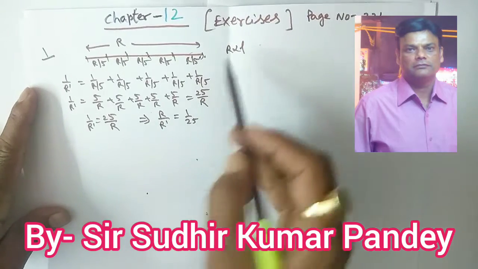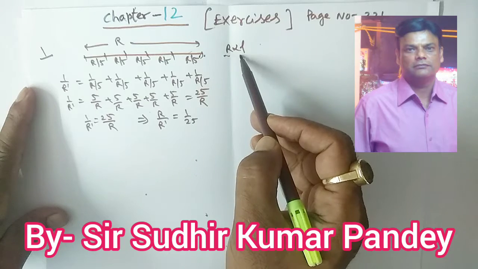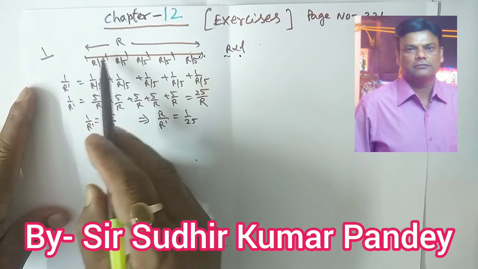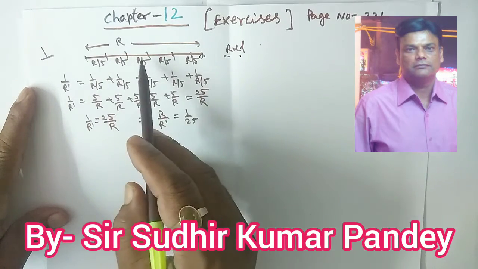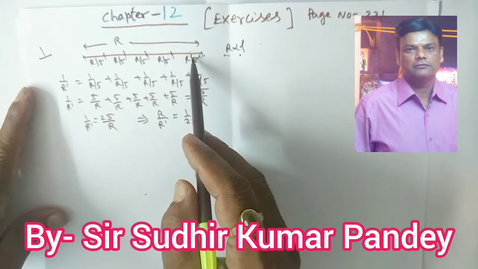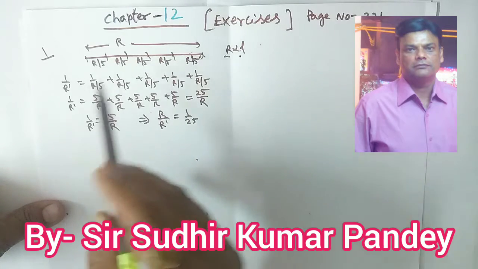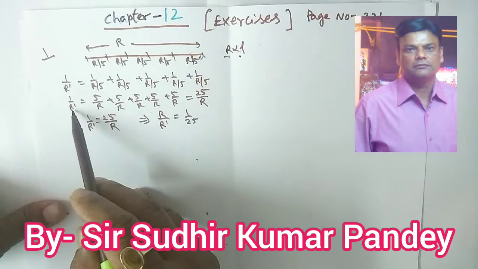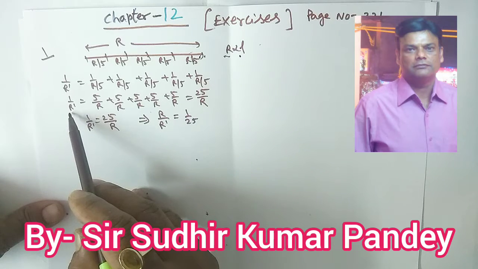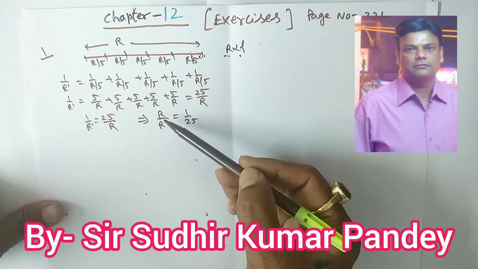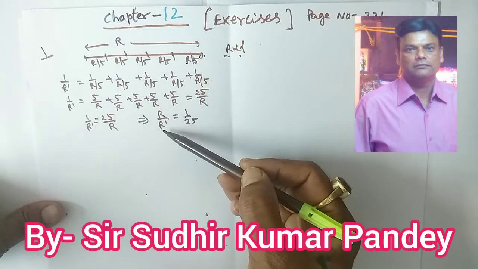So as you know, resistance is always directly proportional to the length. So the resistance of each part will be R upon 5, R upon 5, R upon 5, R upon 5 and R upon 5. Now it is asked in the question that these parts are connected in parallel, and to find the equivalent resistance R dash first, and then it is asked in the question what is the ratio of R upon R dash.